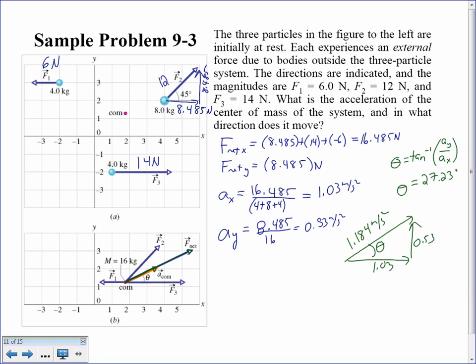The center of mass is going to be accelerating up to the right. Again, each of these particles is going to be moving in different directions, but if we look just at the center of mass, that center of mass is going to be accelerating up to the right.